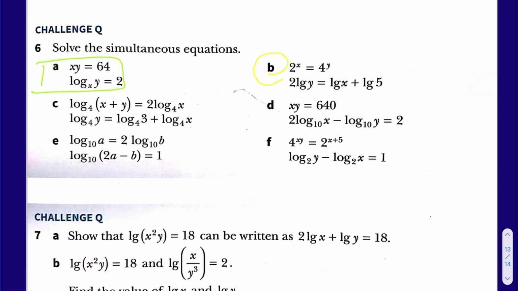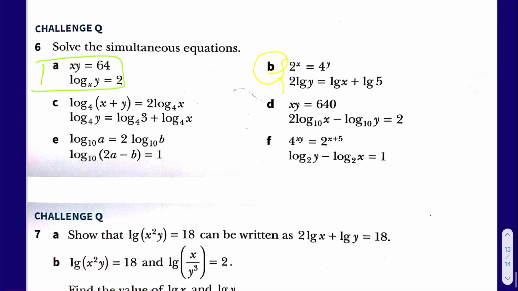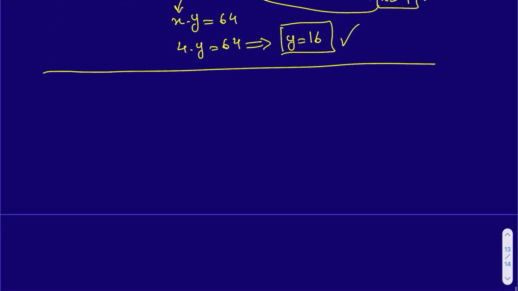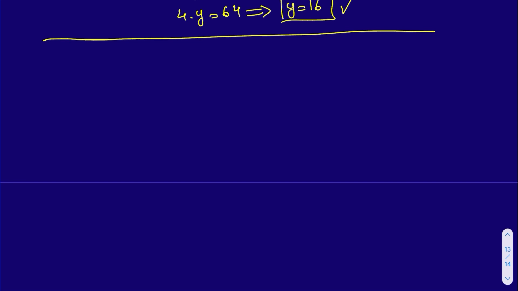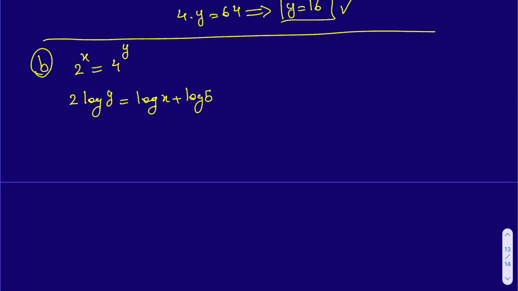Okay, another simultaneous equation, and we are going to find the value of x and y. So that will be B: 2 to the power of x is equal to 4 to the power of y, and another one, 2 log y is equal to log x plus log 5. Okay, so we have these simultaneous equations, and we are supposed to find the value of x and y.